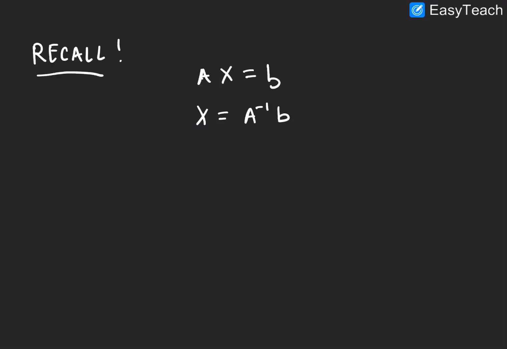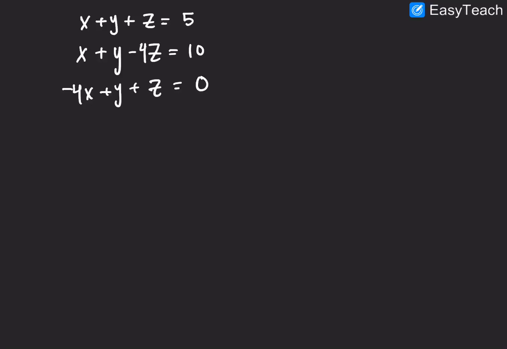So one thing to recall is this sort of small proof. A times x is equal to b. Well, if you multiply the inverse matrix of A to both sides, you end up with x is equal to A inverse times B. And that'll basically get you the x values. So let's go ahead and try that using this problem.